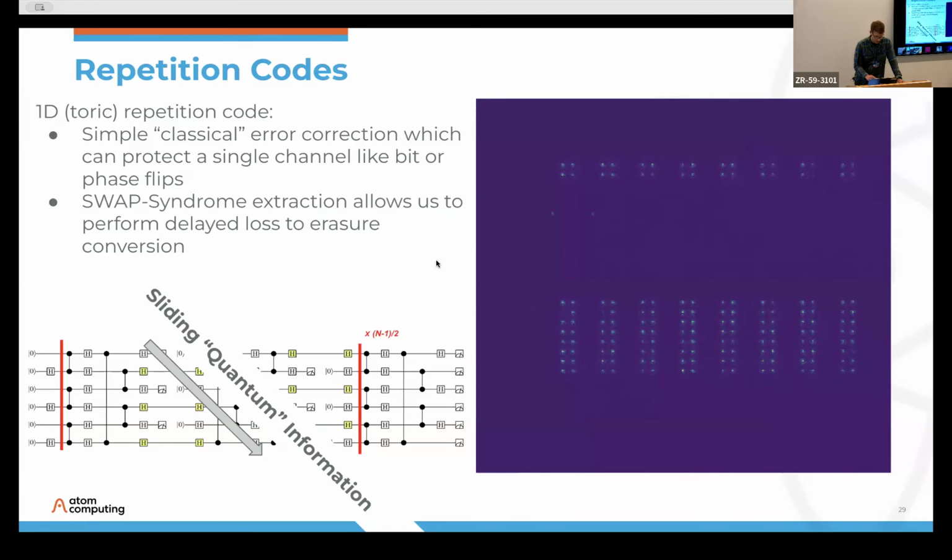So the sliding quantum information is just what I was saying about swapping. It's kind of a barber's pole kind of thing. There's another name for it. I forget what the name for that phenomenon is, but basically it just keeps sliding down.